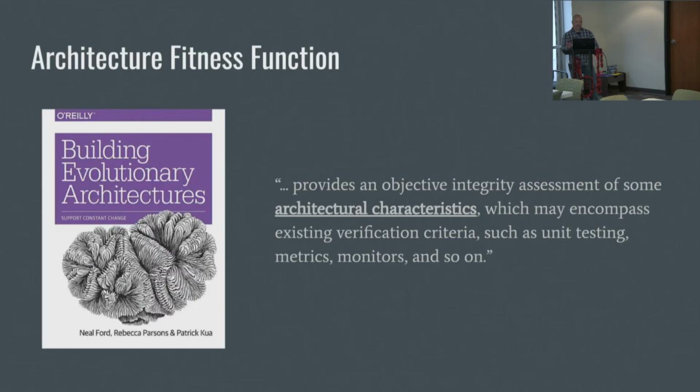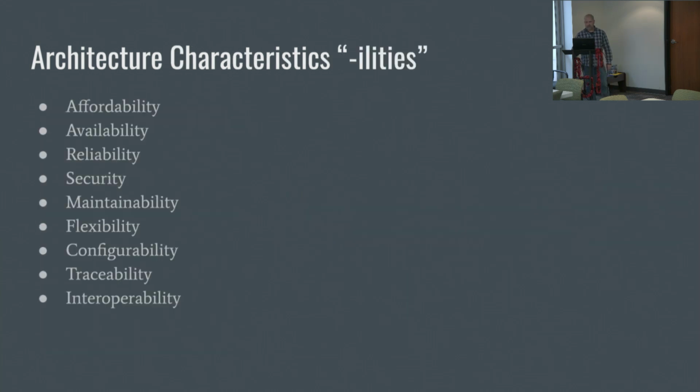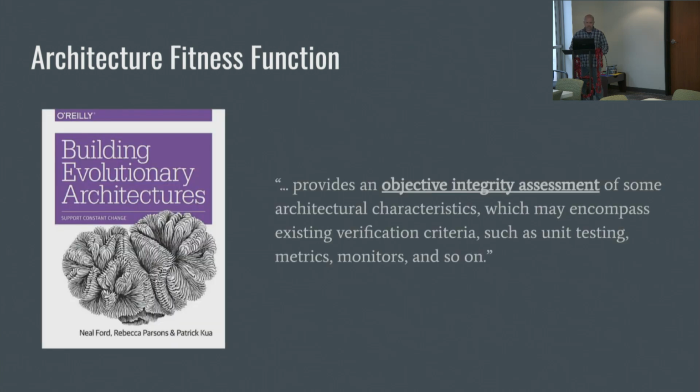Okay, so if we break that down, the first key phrase is architectural characteristics. If you sat in on the workshop that we hosted here earlier this year with Mark Richards, he described these architecture characteristics as ilities. So we've got affordability, availability, reliability, security, and so on. Those are the architectural characteristics that we want to emphasize in a system when we design it based on the client's requirements. The other phrase in there is objective integrity assessment.